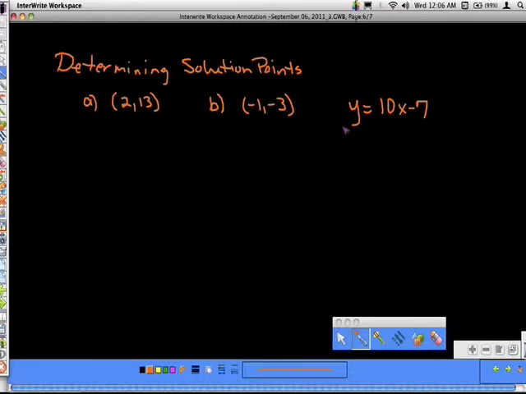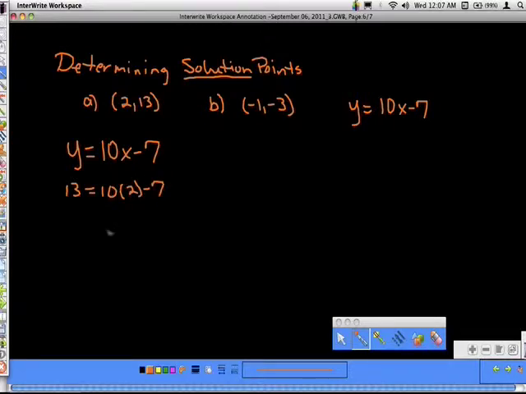Well, instead of taking the time to draw the line out and seeing how accurate we are and seeing if those points are there, one way to find out if something is a solution is plug both values in, one for x, one for y, and see if it makes it a true statement. So let's do our first one here. We'll start out with the original equation, y equals 10x minus 7, and substitute. Y is 13, for x, 10 times 2, subtract 7.